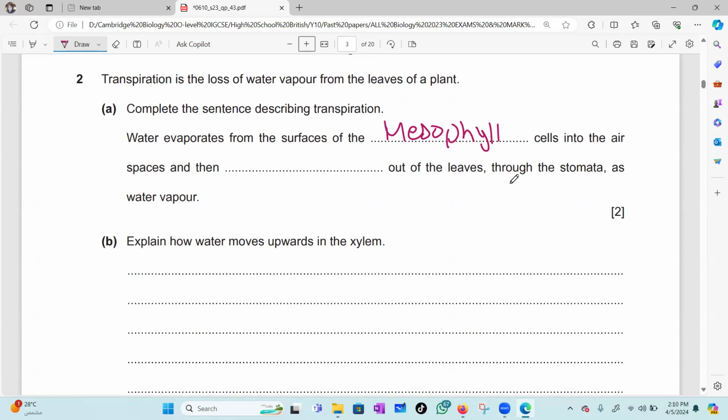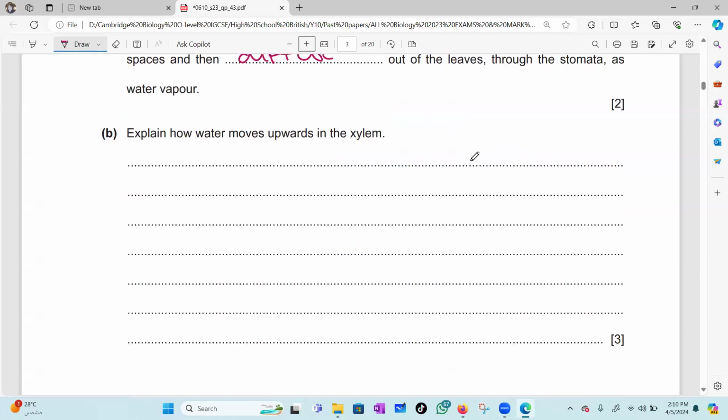This is also easy. Water vapor diffusion by diffuse. It will diffuse out of the leaves through that stomata. Very easy question. Okay. B. Explain how the water moves up the xylem. This is a very important question, straightforward. This is the lesson plans. Who will remind me? How does the water move up the xylem?